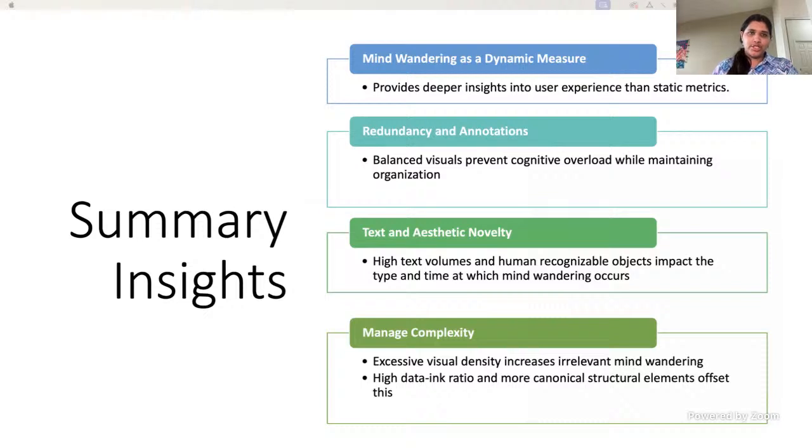So overall, understanding how the different design elements influence mind wandering essentially allows us to contextualize the robustness of what we're collecting post-viewing and potentially use this to optimize visualizations for deeper engagement and more effective processing. And the goal is to ultimately improve the overall viewer experience.